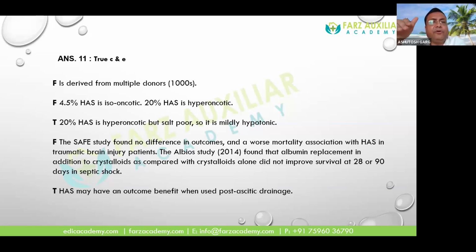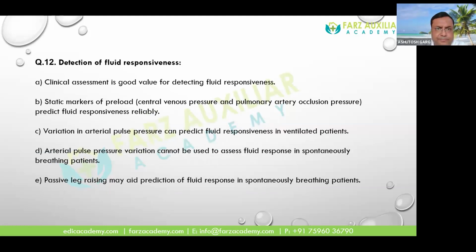SAFE study, I already told you that there is no difference when they compared crystalloid to albumin. There is no difference in the survival outcome. And human albumin solution may have outcome benefit when used post-ascitic drainage. So this is the class 1 indication of the albumin. There are 3 class 1 indications. One is you should use it as post-ascitic drainage. The second thing is SBP, spontaneous bacterial peritonitis, and third is HRS, hepatorenal syndrome. So these are three class 1 indications of the human albumin solution.